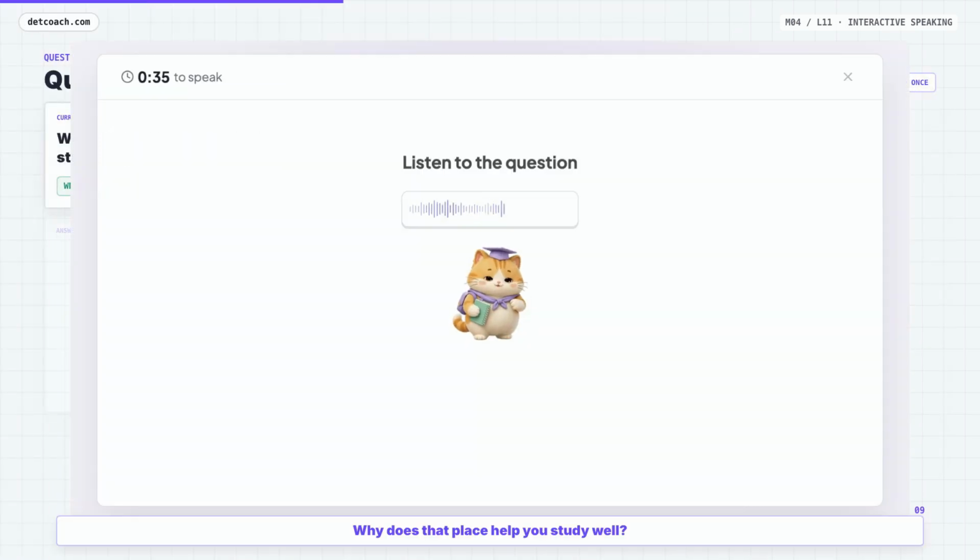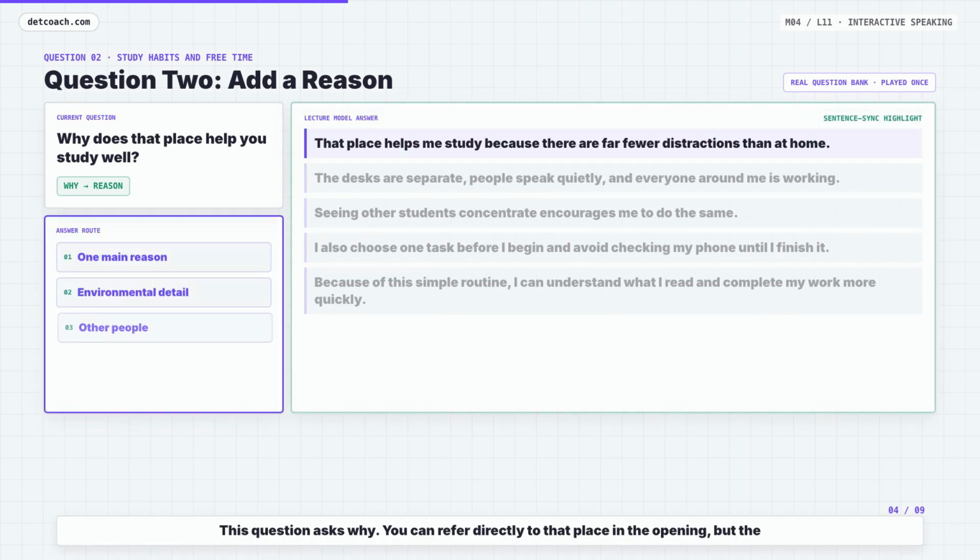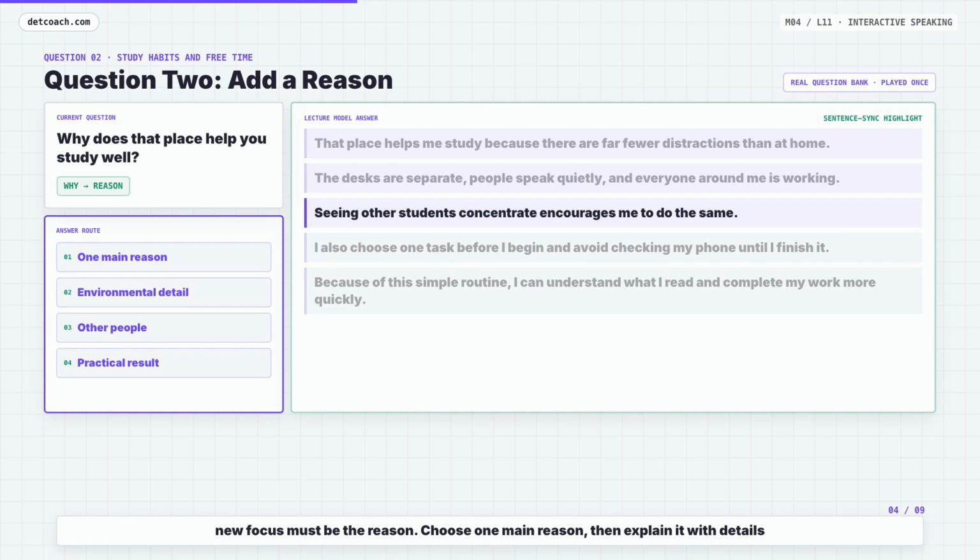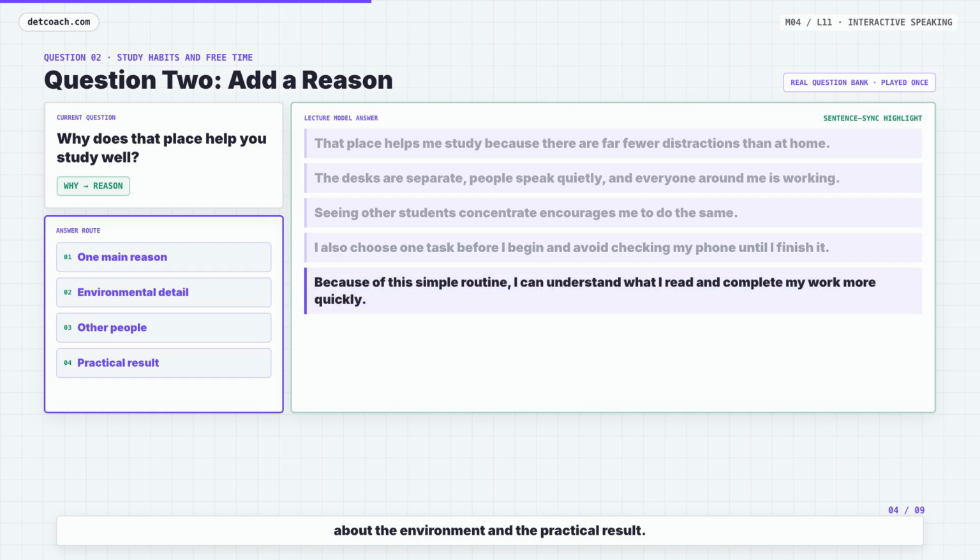Why does that place help you study well? This question asks why. You can refer directly to that place in the opening, but the new focus must be the reason. Choose one main reason, then explain it with details about the environment and the practical result.